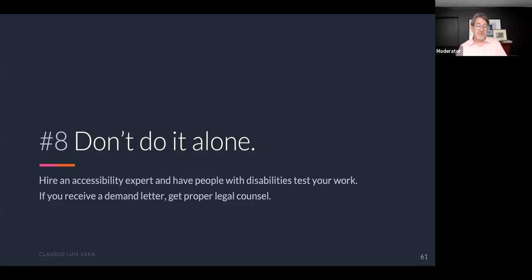And finally, don't try to be the expert. If you get sued, if you get hit with an accessibility lawsuit, do not try to handle that correspondence with a plaintiff on your own. Get decent legal counsel. It's out there. If you need to make fixes, and you're a large enough brand and you're in trouble, hire an expert.